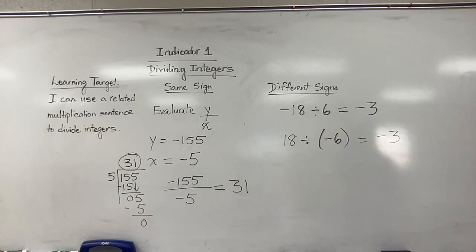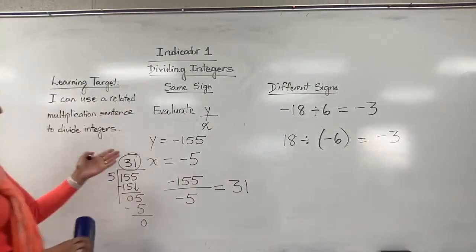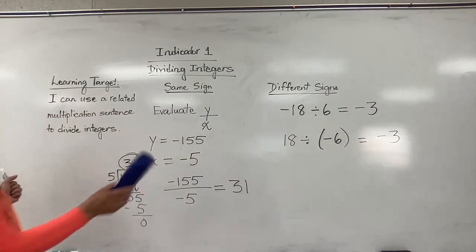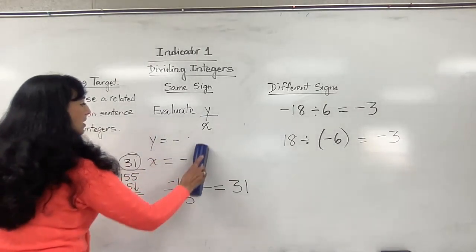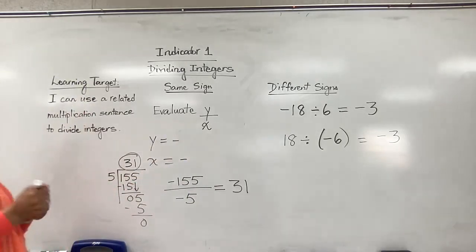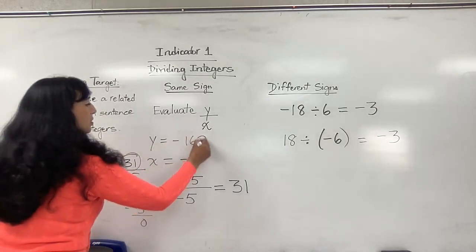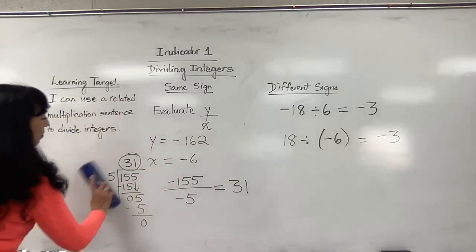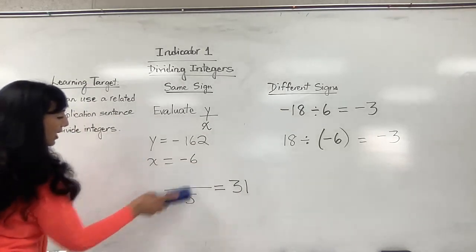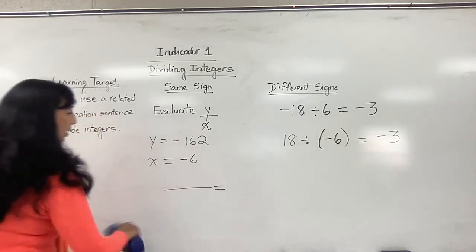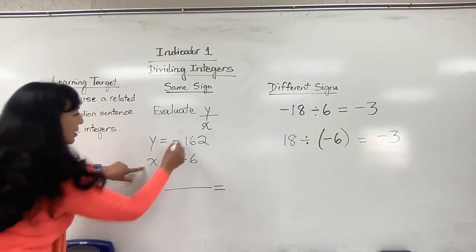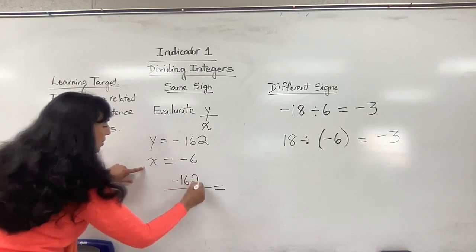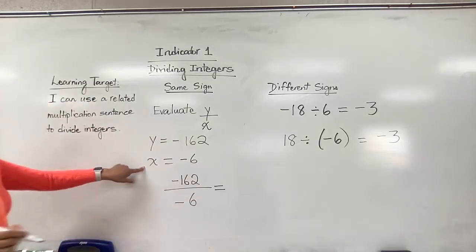Let's do another problem. Let's say I give you evaluate y divided by x. So same, if y is equal to, again, I'm using the same sign so that you can see, negative 162 and x is equal to negative 6. So now I am again substituting the values, and it says y over x. So negative 162 divided by negative 6.